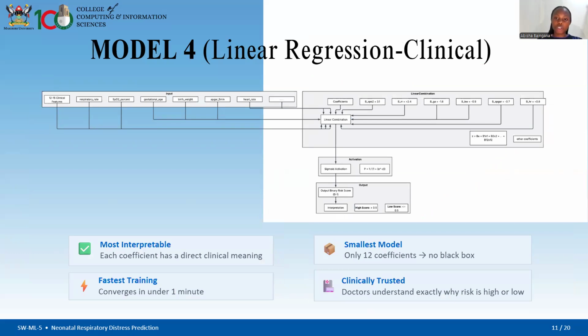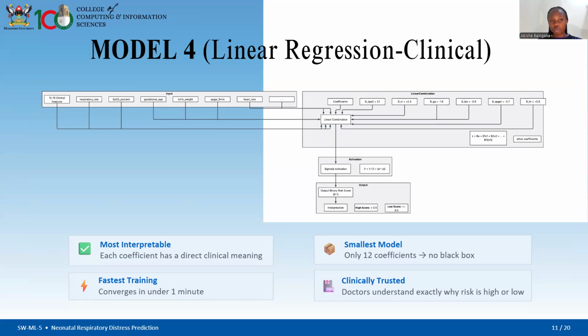And then moving on to our 4th model, which is the final model. This is a logistic regression model based off the clinical data set. And still we start by extracting the features, and then we move on to linear combination, where we look at different coefficients. And from there, we combine the coefficients as well as the extracted features, which act as the input. And from then we move on to the next step, which is activation, where we use sigmoid activation, and our final output is still a binary risk score, which is interpreted, and we shall have a high score as well as a low score. The high score should be higher than 0.5, and the low score can be less than or equal to 0.5.